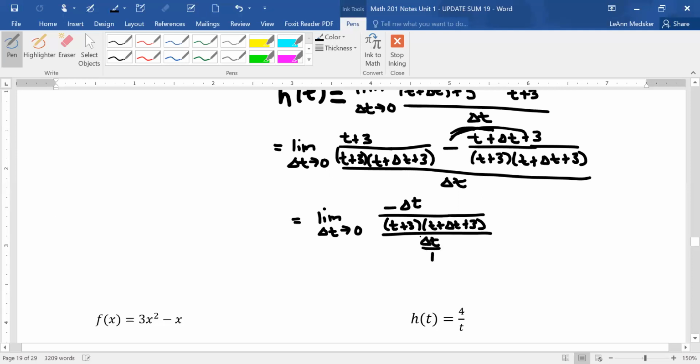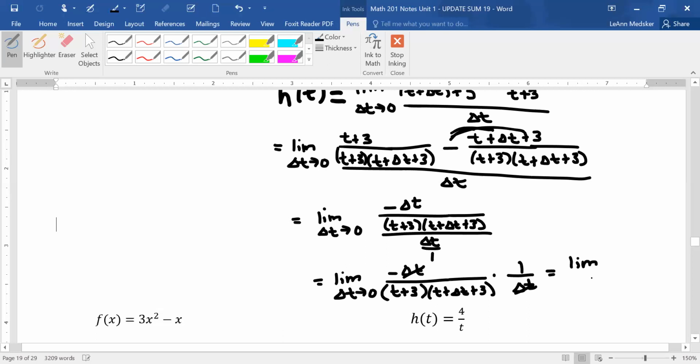So what I'm going to do is I have a fraction over a fraction, so I'm going to multiply by the reciprocal. So that would be the first fraction, t plus 3, t plus delta t plus 3. And this is now times 1 over delta t. The nice thing about that is the delta t's cancel. I haven't evaluated yet, so I'm still writing my limit. And then now I have negative 1 over a t plus 3 and a t plus delta t plus 3. Ran out of room right there.